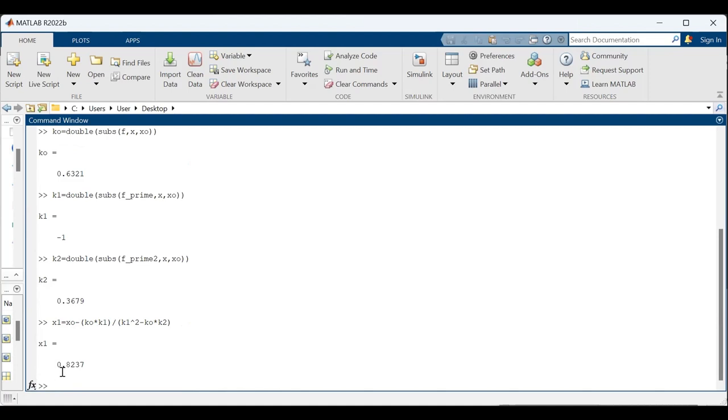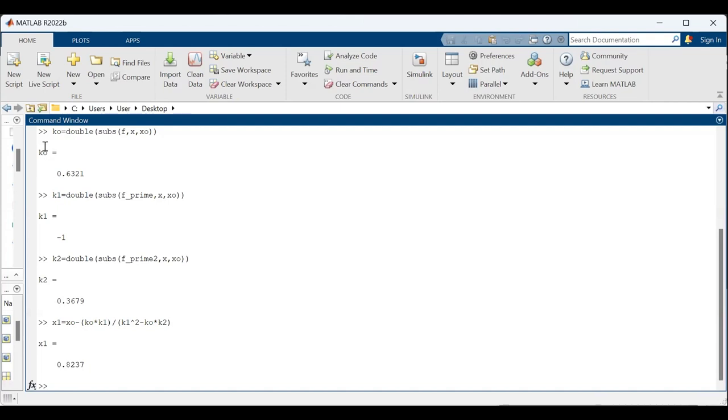It's the one we got, right? Okay, that's the variable K1. Now let's get X2. So again, we'll repeat the process. So X2, remember that X2 will be X1 minus F of X1 times F prime of X1 on top there, divided by that.